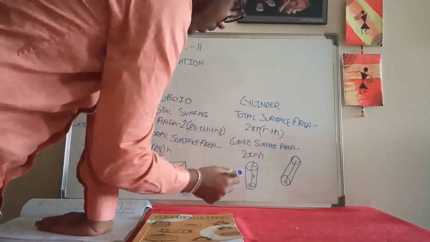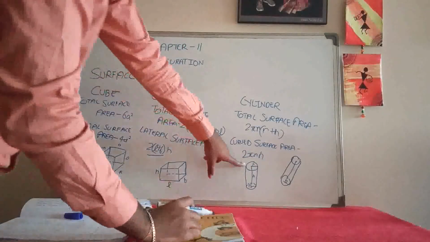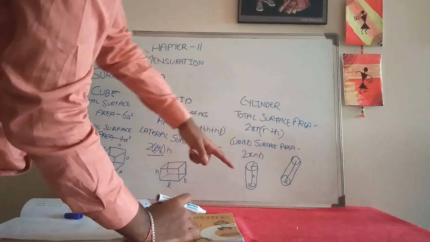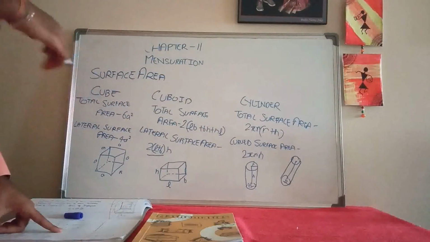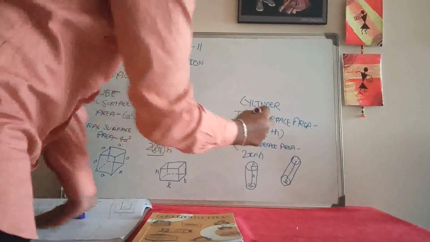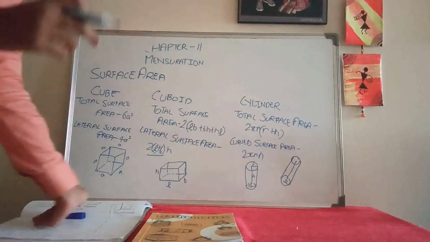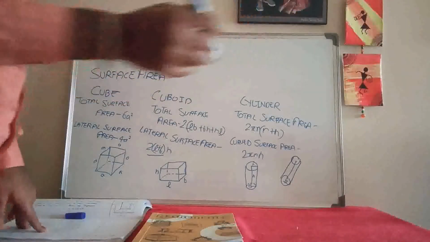Here the formula for total surface area, including the cap, the bottom, and the curved walls, is 2 into pi r in brackets (r plus h). So first we add the radius with the height and multiply with 2 pi r.